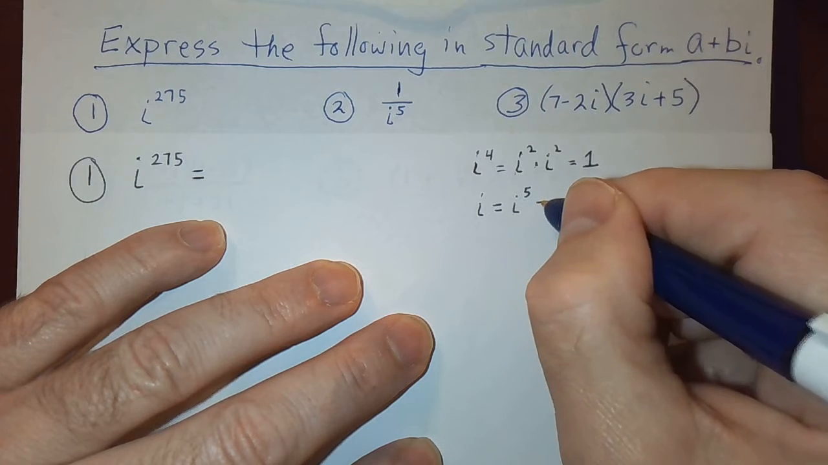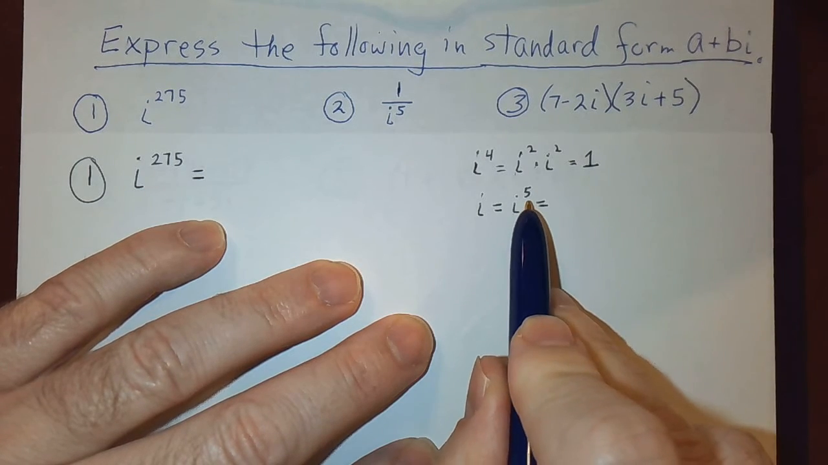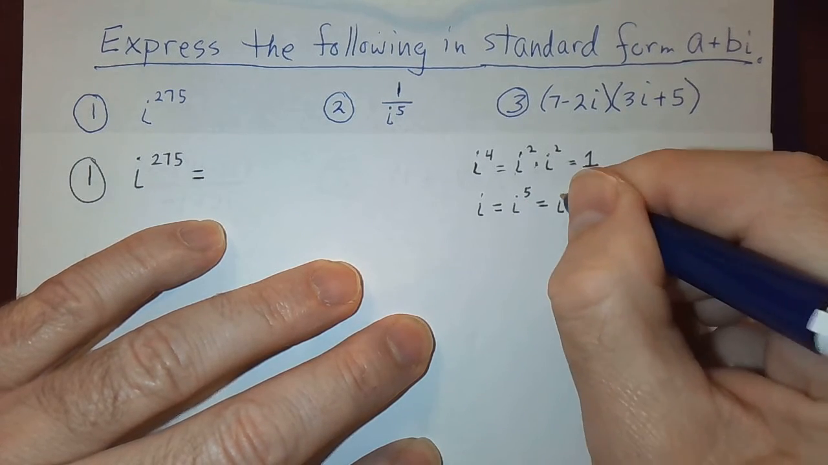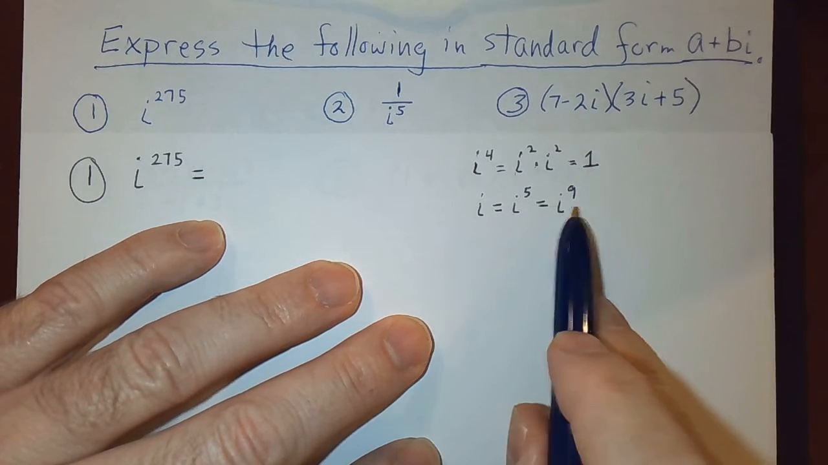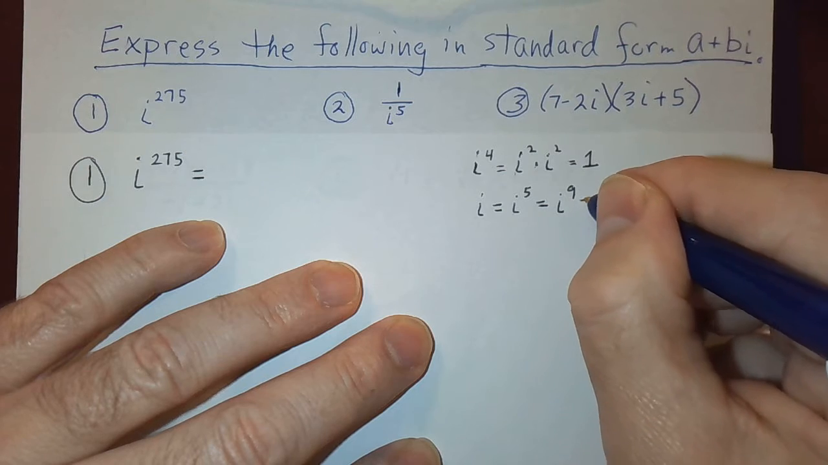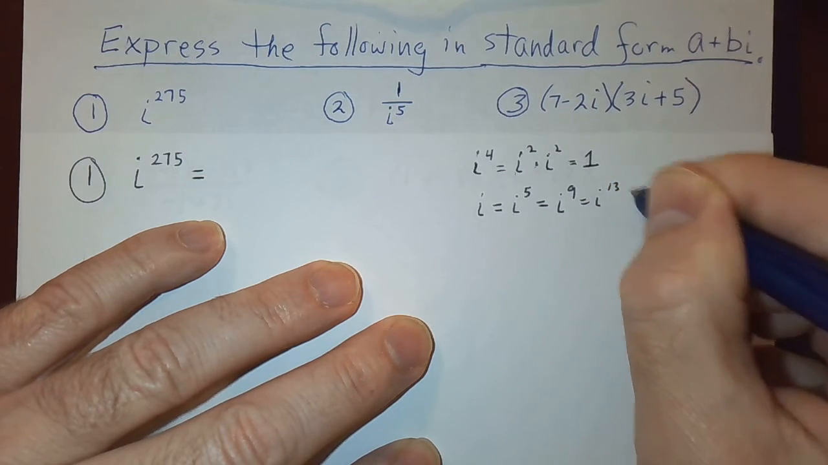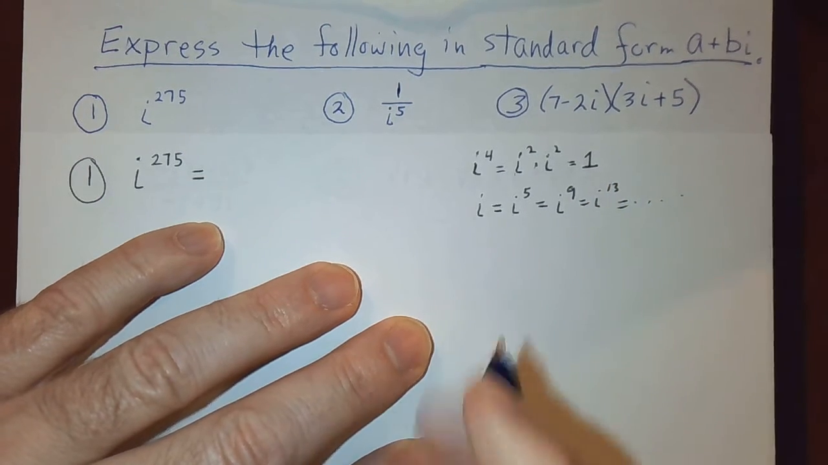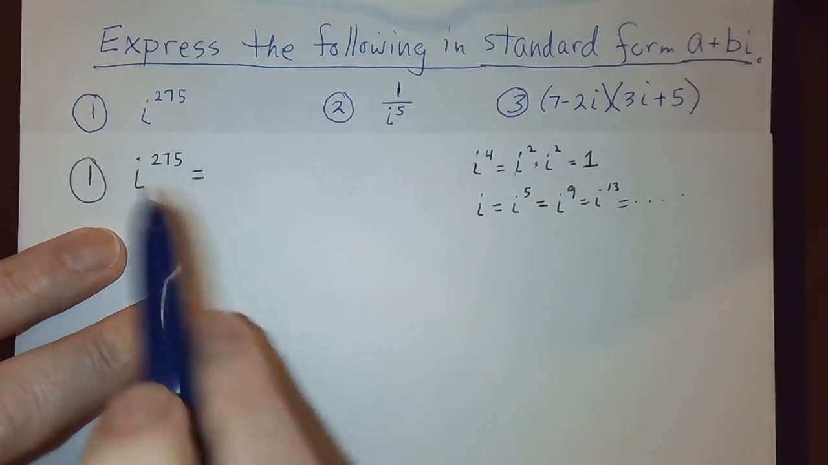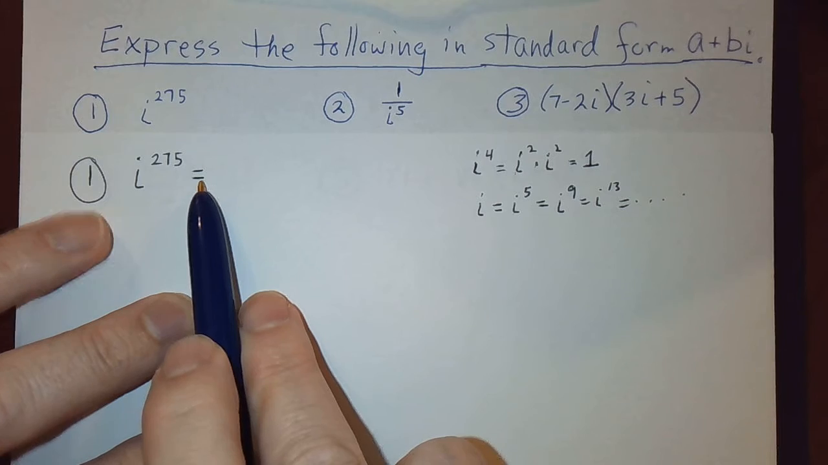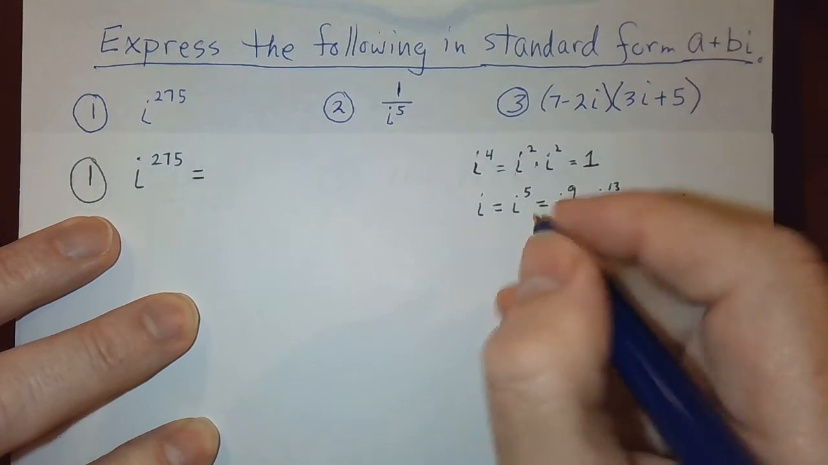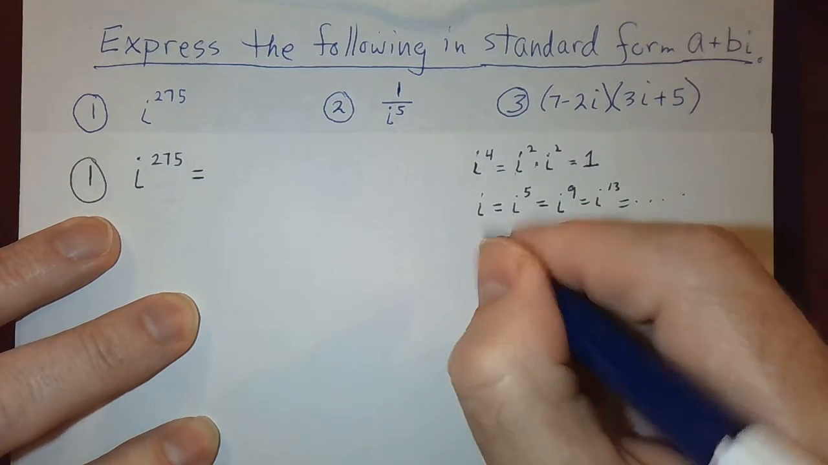So if I add another 4 to the exponent, i to the 9th is also equal, these three expressions are all equal. i to the 13th, and so on. Now that's not going to help us for this problem. Well, it'll help us, but this isn't the answer. Now we need to figure, let me write this down one other way.